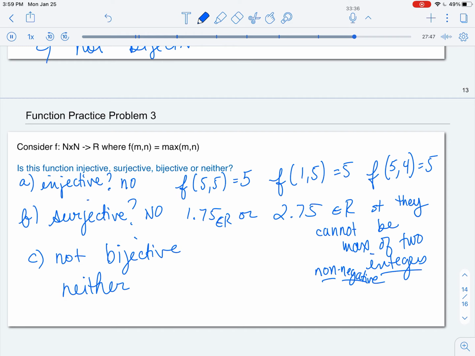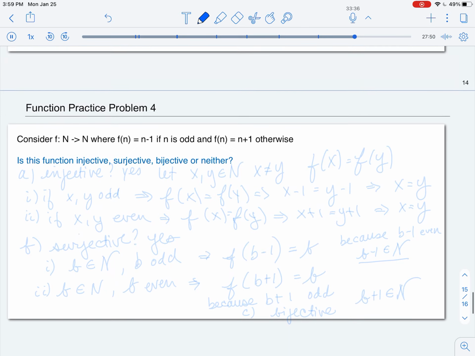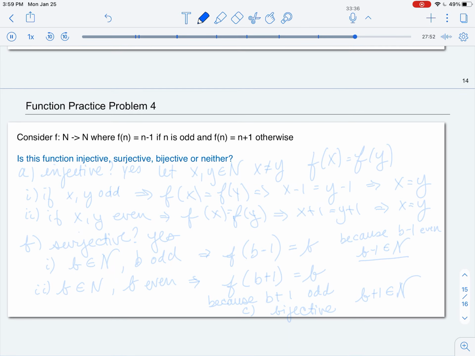In this last problem, let's consider a function mapping the non-negative integers to the non-negative integers. But in this case, we have to consider cases. So if n is odd, it maps to n minus 1, and if it's even to n plus 1. So we want to consider if this function is injective, surjective, bijective, or neither. So first, let's consider injective.